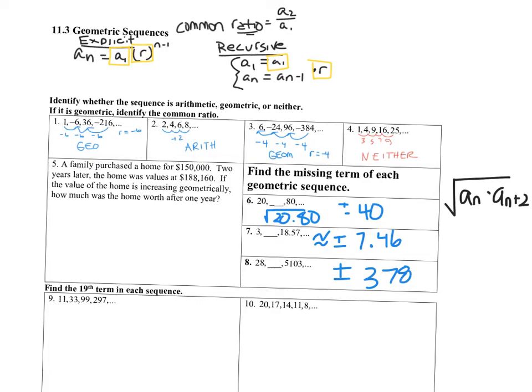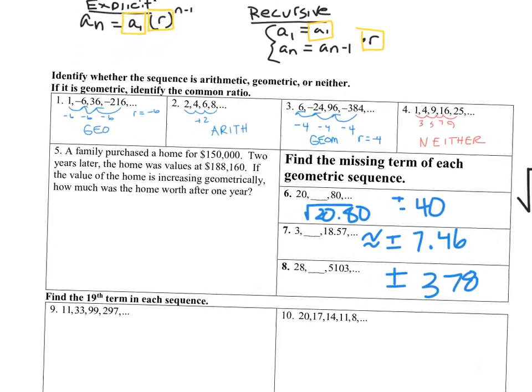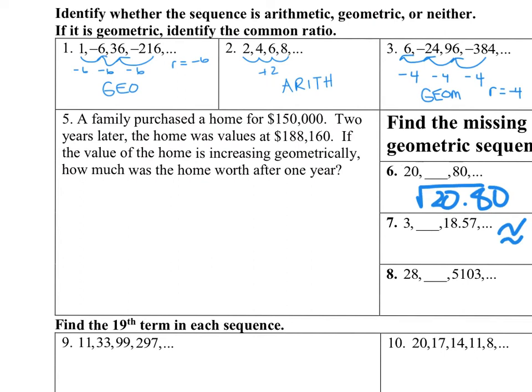Okay, now I'm going to look at number 5. A family purchased a home for $150,000. So this is year 1, $150,000. 2 years later, the home was valued, it's kind of weird, at $188,160. If the value of the home is increasing geometrically, how much was the home worth after 1 year?